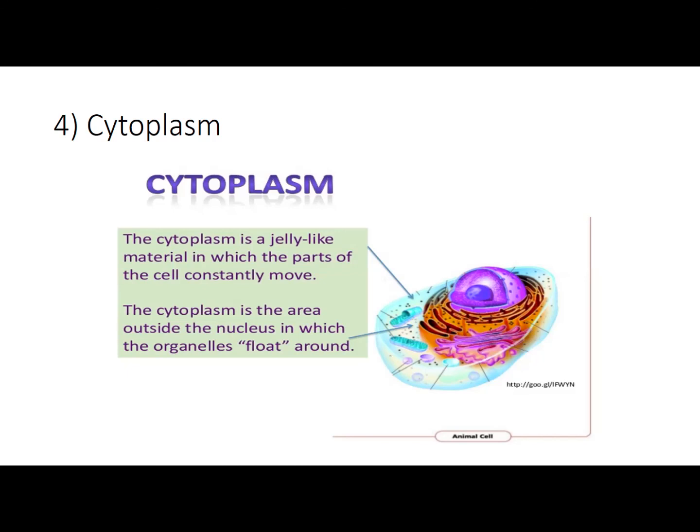The fourth organelle of the cell is cytoplasm. It is a jelly-like material inside the cell, and all the organelles which we named previously float in it. Just as if we put some things in the water and they float on it, in the same way all our organelles float in the cytoplasm, that is a jelly-like material.